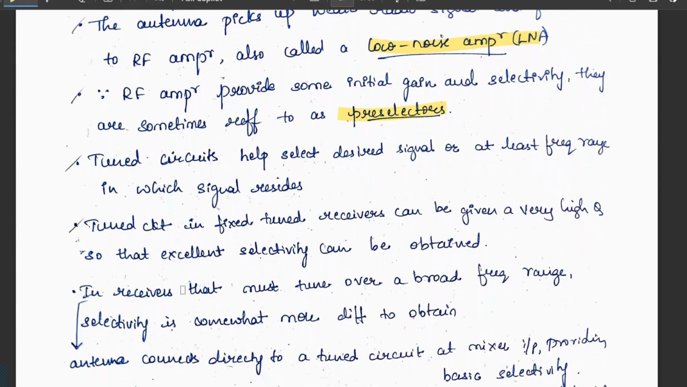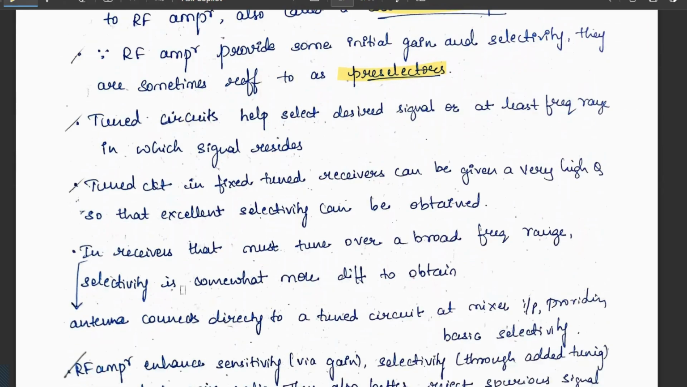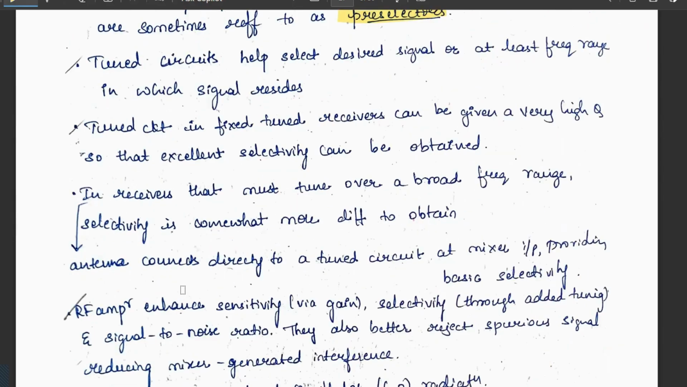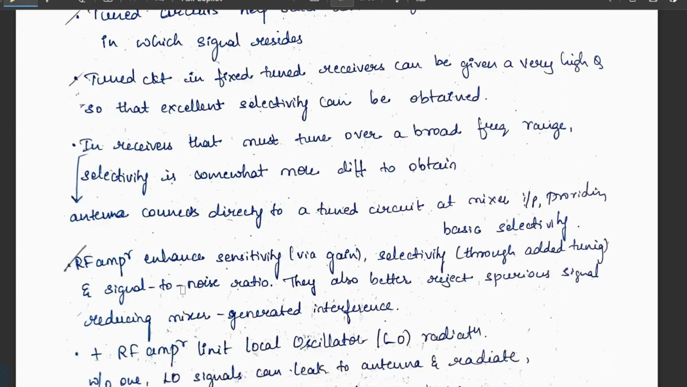So the tuned circuit is fixed. Tuned receivers can be given a very high Q so that excellent selectivity can be obtained. In receivers that must tune over a broad frequency range, selectivity is somewhat more difficult to obtain. The antenna connects directly to a tuned circuit at the mixer input, providing a basic selectivity.